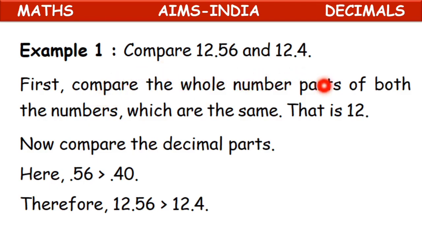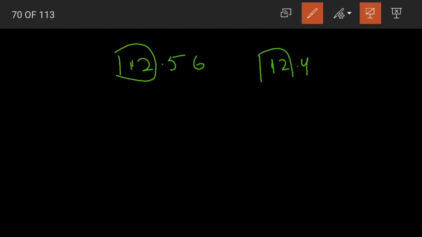Compare 12.56 and 12.4. First compare the whole number parts of both the numbers, which are the same, that is 12. Hence compare the decimal parts. Again we have two decimal numbers here. The whole number part for these two is the same. Yes children, for both the given decimal numbers it is 12 itself. So what should we do? We should go for comparing the decimal part. Here it is 56 and here it is 4.